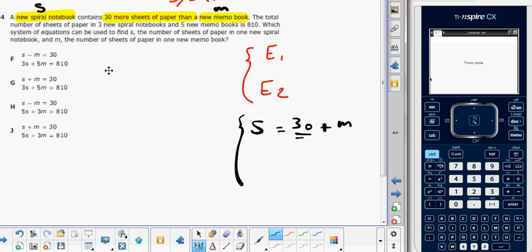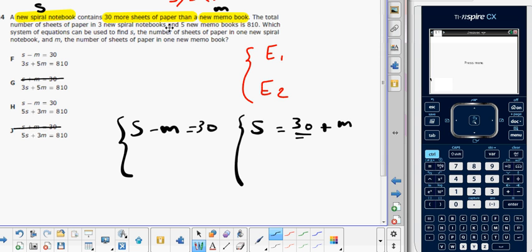Do we see this equation somewhere? Technically, you see all the 30 on one side, so we're going to convert this equation, subtracting M from both sides, so S minus M equals 30. So where do you see this first equation? We're going to play the process of elimination. You can cross out G and J.